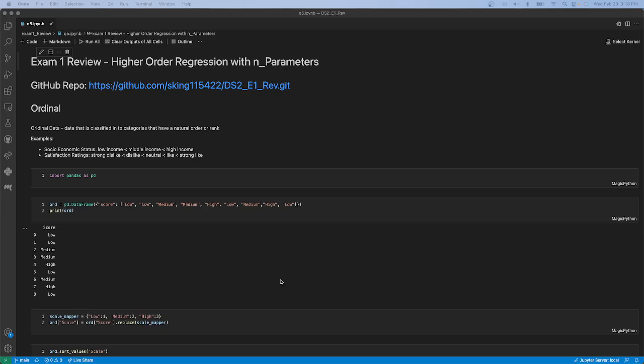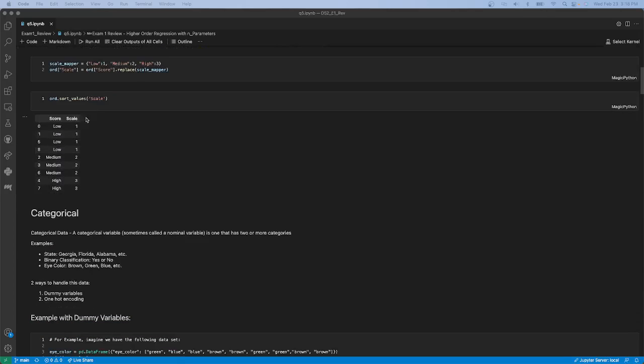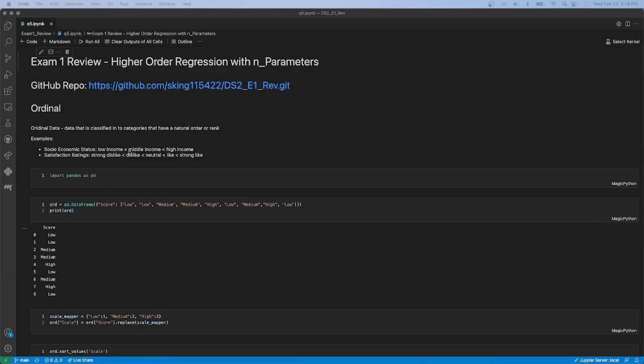Okay, so let's get started, guys. I just want to go over this exam review that was supposed to be in class, but this is kind of covering higher order regression with n parameters. So really, this is symbolic regression, cubic, quadratic, and then some other things that Dr. Miller had asked to go over were ordinal and categorical data. So I'm going to cover those as well.